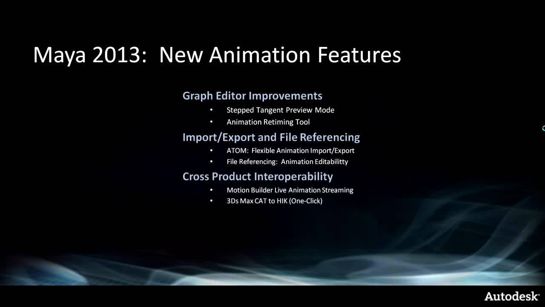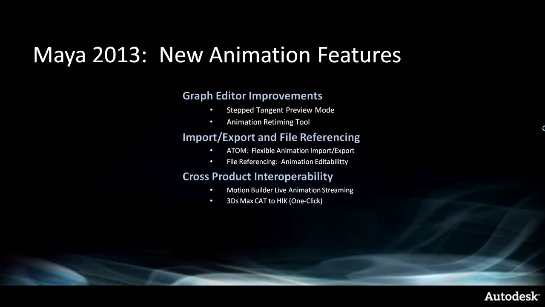In terms of interoperability, we've added a number of new features that are suites related that allow you to transfer data back and forth between our various products. One of which is a live connection between Motion Builder and Maya so that I can actually stream animation from Motion Builder in real time to Maya and see those update simultaneously in both packages, as well as some new interop tools allowing you to transfer animation between 3ds Max and either Maya and or Motion Builder by essentially transferring data from a CAT rig directly to an HIK rig and vice versa.